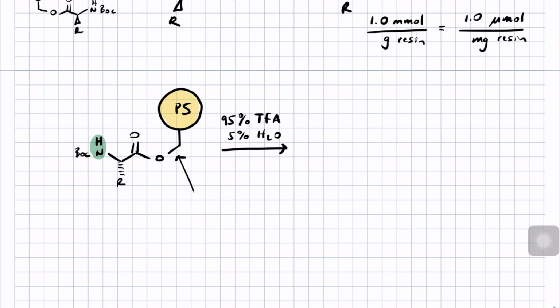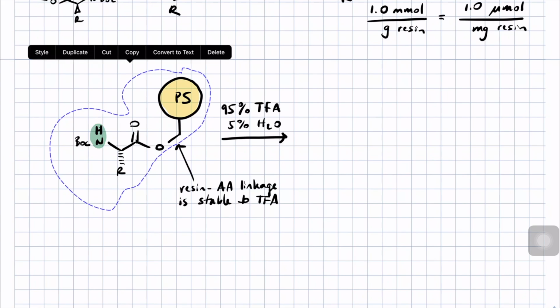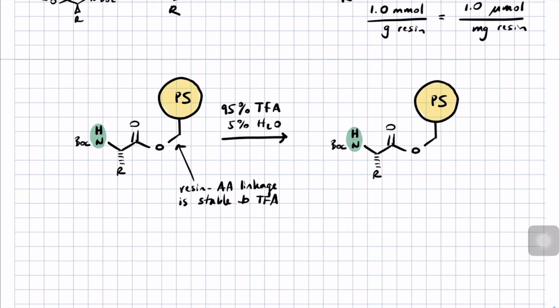Those are conditions that deprotect Fmoc, but this linkage between resin and amino acid is stable to TFA. So it's going to stay intact. So after you do the Fmoc deprotection, you've now released your amino group.